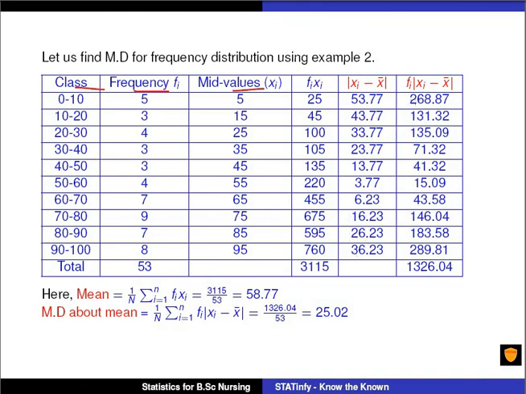And after that we have to multiply this with fi. So this is fi into modulus of xi minus x bar. After calculating this for all the class intervals, we sum it all, and the sum is 1326.04. After getting all this, we put it in the formula to get the value of mean deviation about mean. So the formula is 1 by capital N summation fi into modulus of xi minus x bar, which is equal to 1326.04 divided by 53, which is equal to 25.02. It means that the mean deviation about mean is equal to 25.02. It means that this much variation is present within the data, according to the mean deviation about mean.